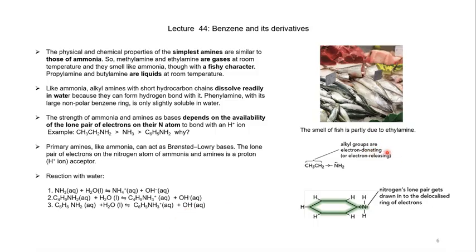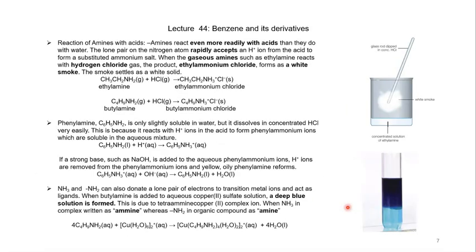Alkyl groups are electron donating or electron releasing. And there we showed how the nitrogen lone pair gets drawn into the delocalized ring of electrons, thereby stabilizing it more. Okay, now we go to the next slide.